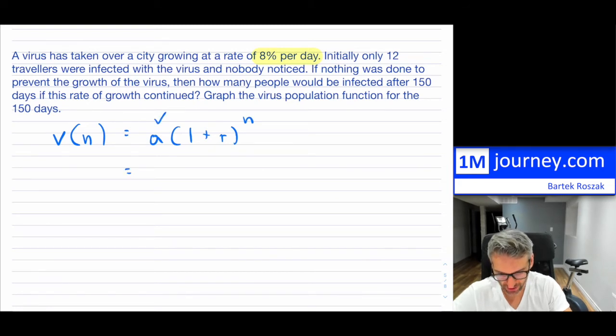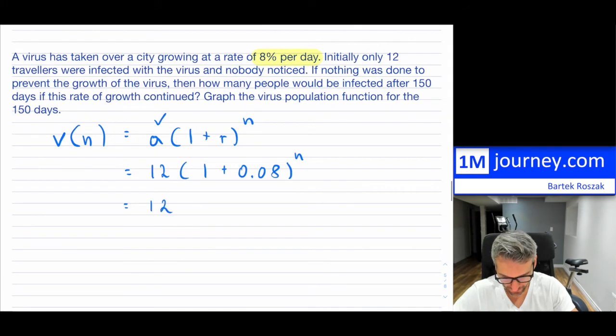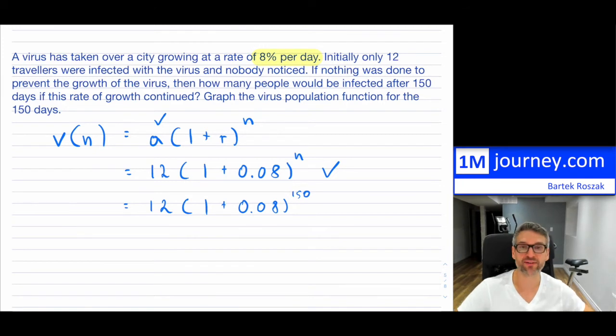So in my A, what am I starting with? My initial starting point. In this case, I only had 12 travelers that had it. 1 plus 0.08. And then here's my N. Now, they're saying 150 days. All right? So we can compute this, wherein we can put 150 here. But instead, because it says graph it, let's just graph it and see the exponential growth of this virus over time.